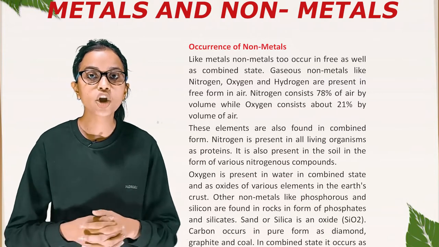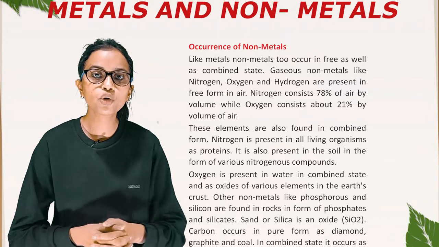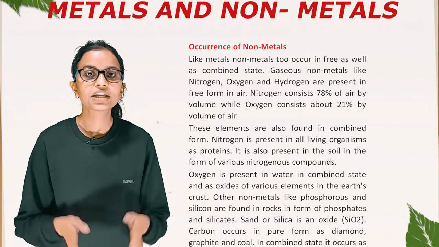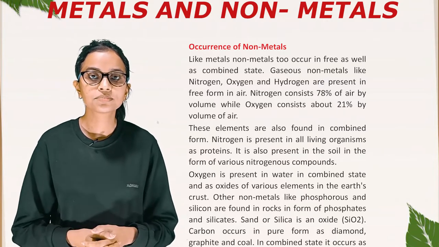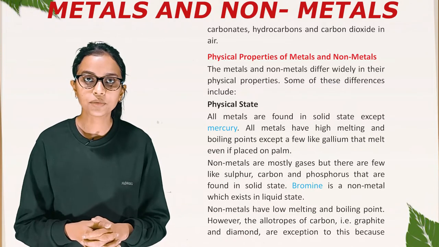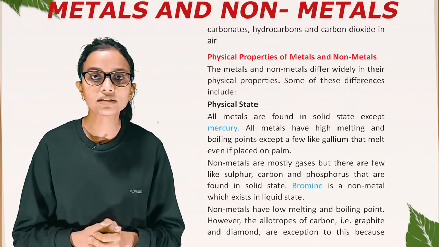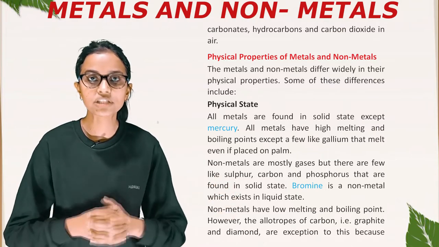Sand or silica is an oxide, SiO2. Carbon occurs in pure form as diamond, graphite and coal. In combined state, it occurs as carbonates, hydrocarbons and carbon dioxide in air. Physical properties of metals and non-metals. The metals and non-metals differ widely in their physical properties.